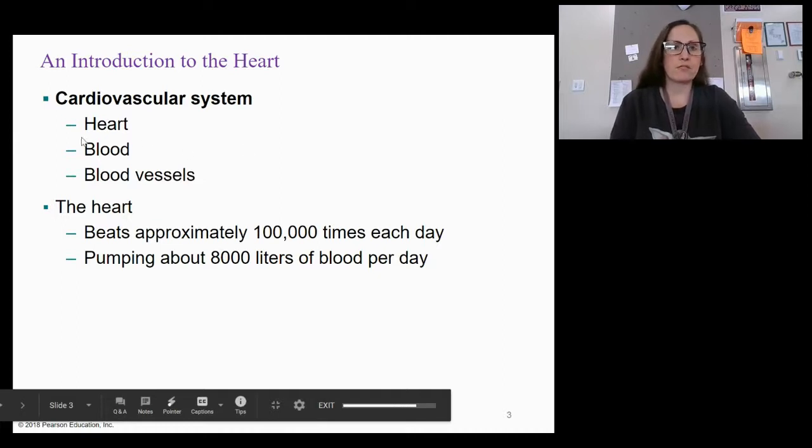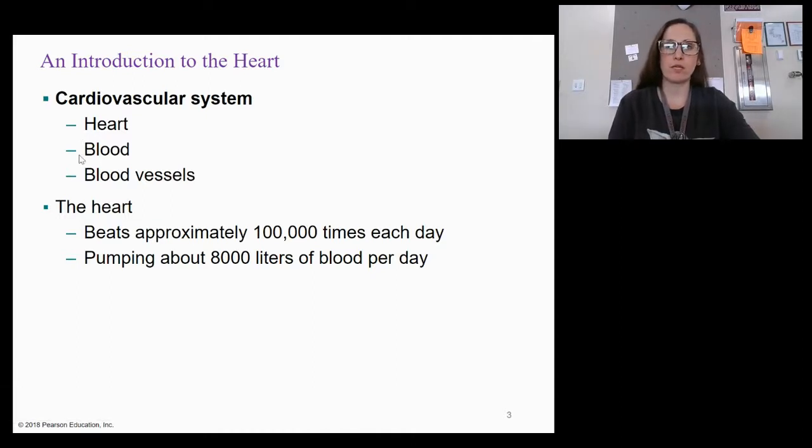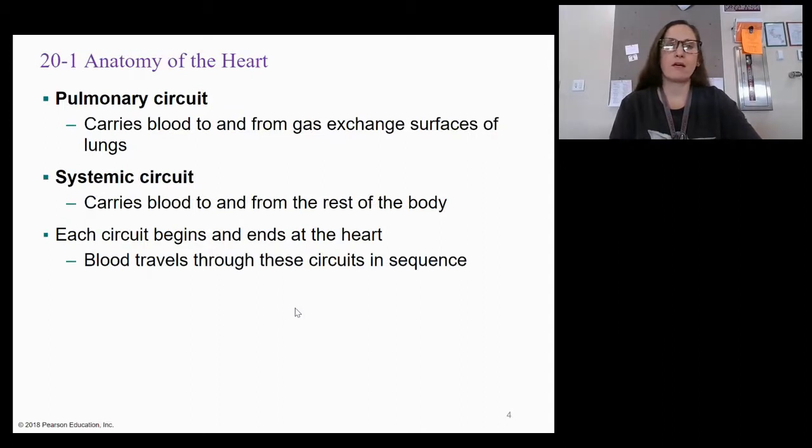The cardiovascular system consists of the heart and blood vessels, and then the blood, the tissue that actually runs through that. Within our heart and our cardiovascular system, we have two circuits. So we will talk about the pulmonary circuit when we are discussing blood that is going to and from the lungs. And then we have the systemic circuit, which is talking about blood that is going to and from the heart to the rest of the body systems in our body.